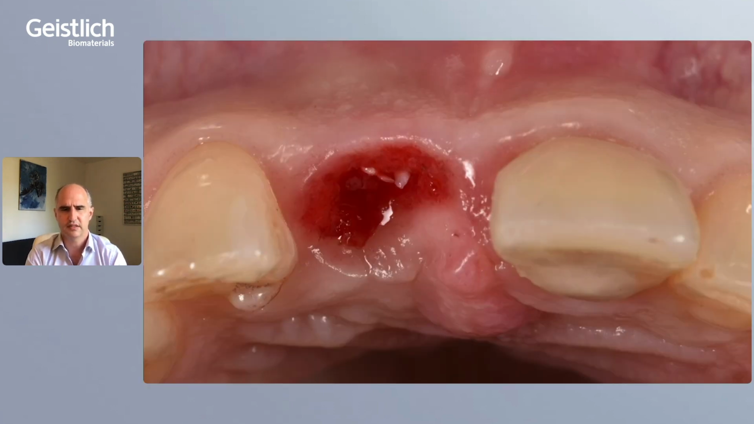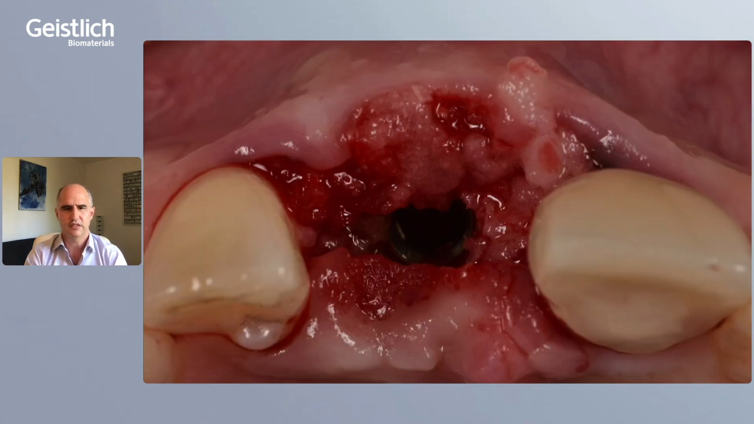Now, one more case in order to summarize this. Here's also a clinical situation at the time of second stage, and you see this small invagination on the buccal side, so it's an anterior case. So what we do is we use the Fibro-Gide, as you see it here, and insert it into this buccal tunnel. You see how much volume it creates already just by packing the Fibro-Gide into the buccal volume.